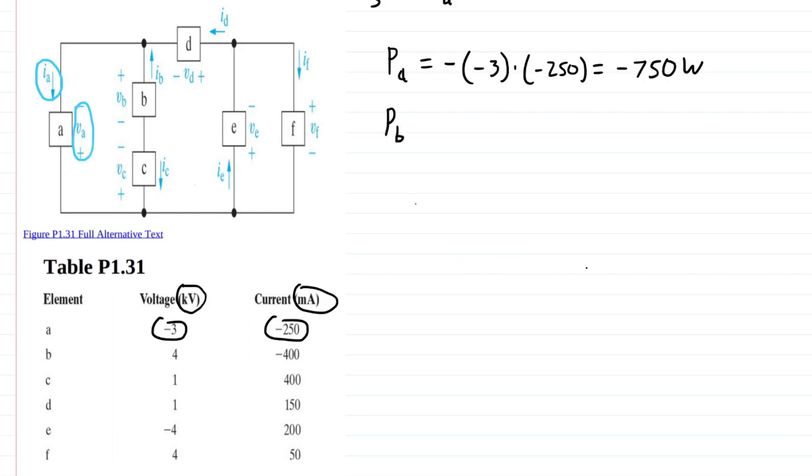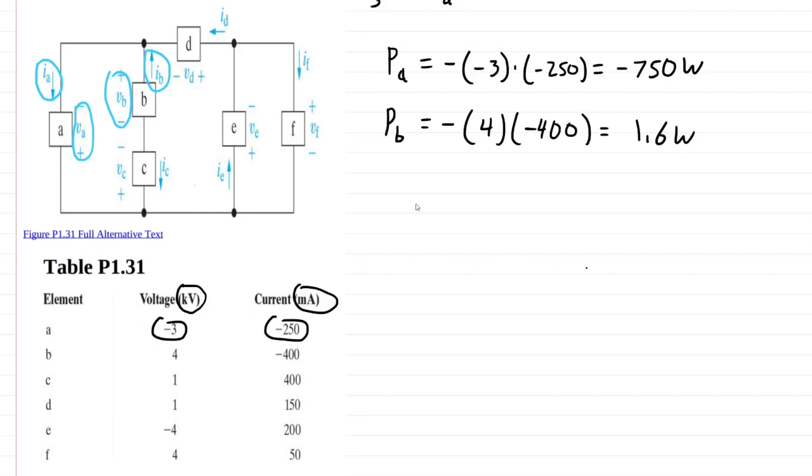Once again, we're going to do a similar process for element B. This time, we're going to notice that the current is flowing from minus to plus, so we're going to have our negative in front. And we have 4 kilovolts and negative 400 milliamps. That's going to end up being 1.6 watts dissipated by that element.